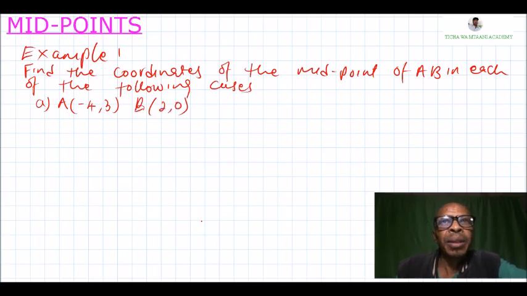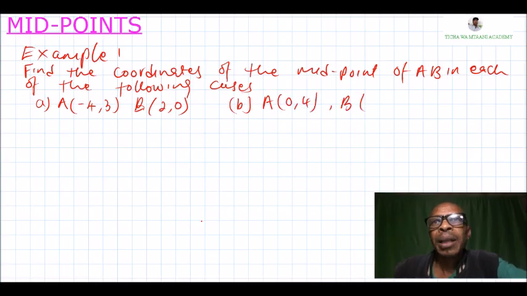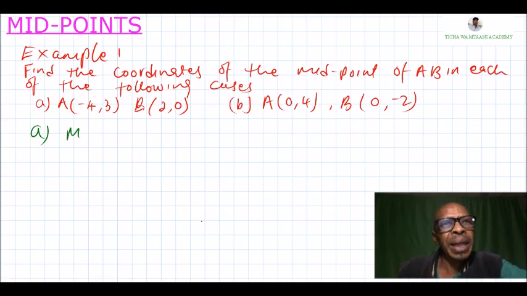Then we have A as 0, 4, and B as 0, minus 2. So we want to find the midpoint of these two points, A and B. We start with A. We have said that the midpoint M is minus 4 plus 2 divided by 2, and 3 plus 0 divided by 2, and that will give you what?